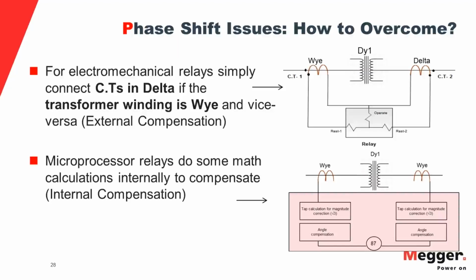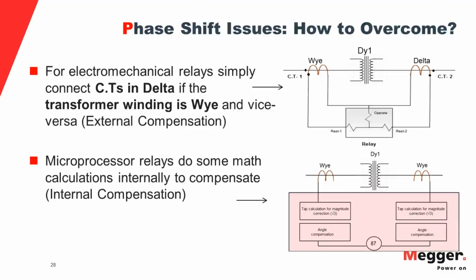So let's take an example to have a better understanding of what I'm trying to say. In this example, I've taken a transformer DY1 with delta on the HV side, and my CTs are Y and delta respectively for the high voltage and low voltage side. So let's start with the currents coming out of the transformer winding.